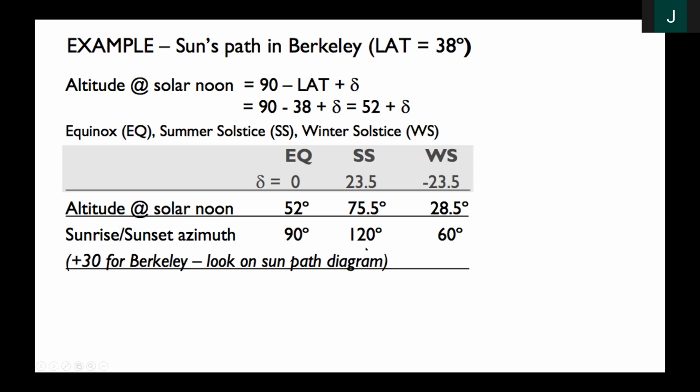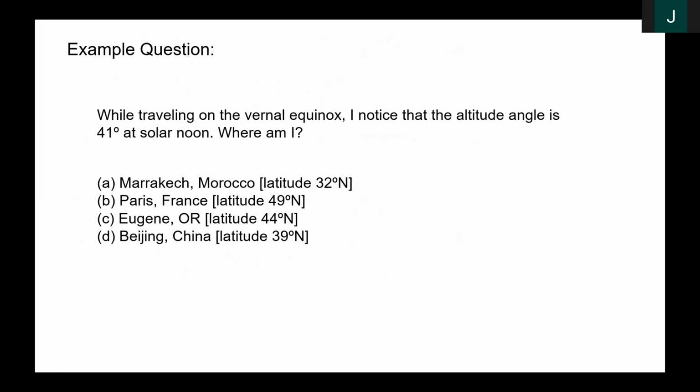Where does the sun rise and set on the summer solstice and the winter solstice? That changes subtly from 47 degrees at the equator to 90 degrees at the poles. And so you have to actually look that up.